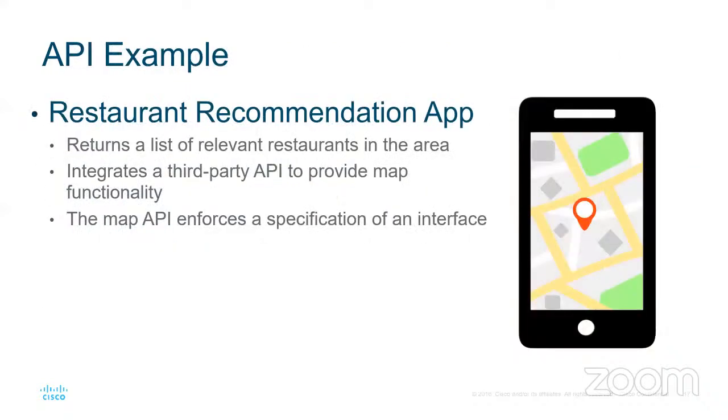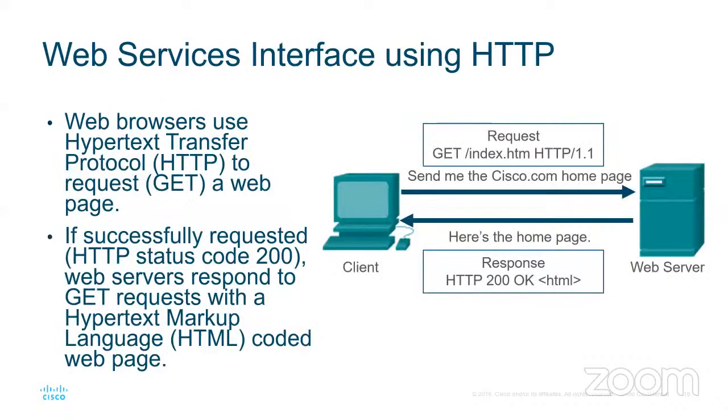Now, another example is a restaurant, like I just gave you an example with Google Map, right? So how do we leverage on these things I've just explained? How do we leverage on APIs? So web browsers use what we call HTTP GET requests, right, to communicate to web servers, right?